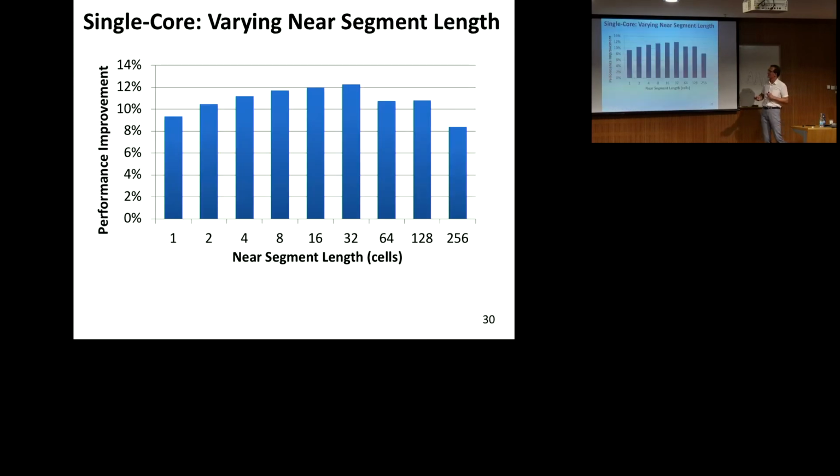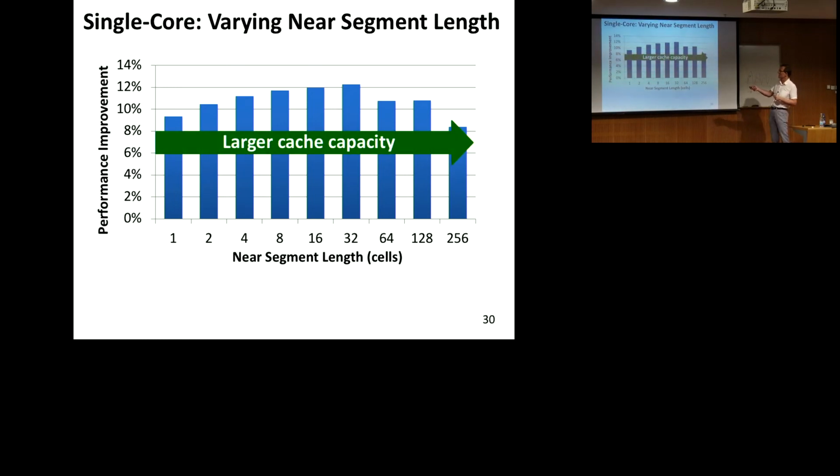So that's the idea. This is what you asked, varying the near segment length. This is near segment length. It could be one row. It could be 256 rows. And 512 minus this is the length of the far segment. And this is the performance improvement curve that we get.